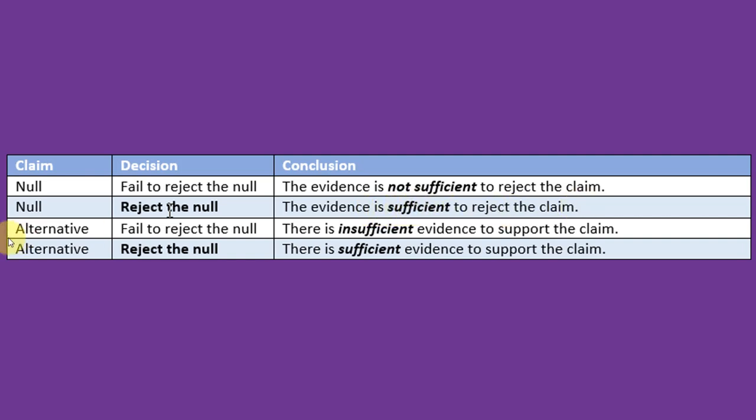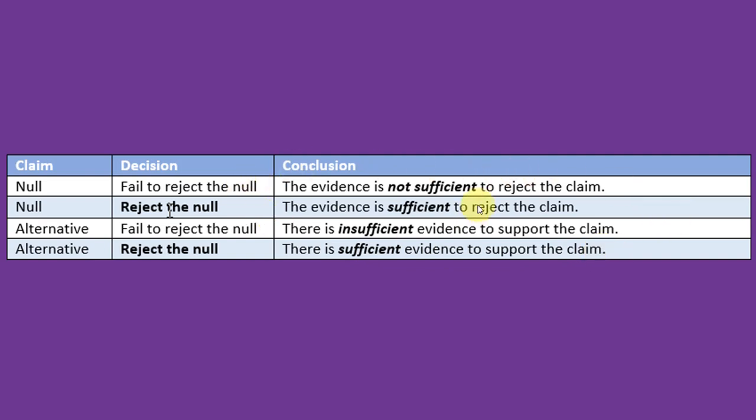If you reject the null and the null is the claim, your conclusion would be the evidence is sufficient to reject the claim. If the claim is the alternative and you fail to reject the null, that means you don't have enough evidence to support the claim. If you do reject the null when the alternative is the claim, that means there is sufficient evidence to support the claim.